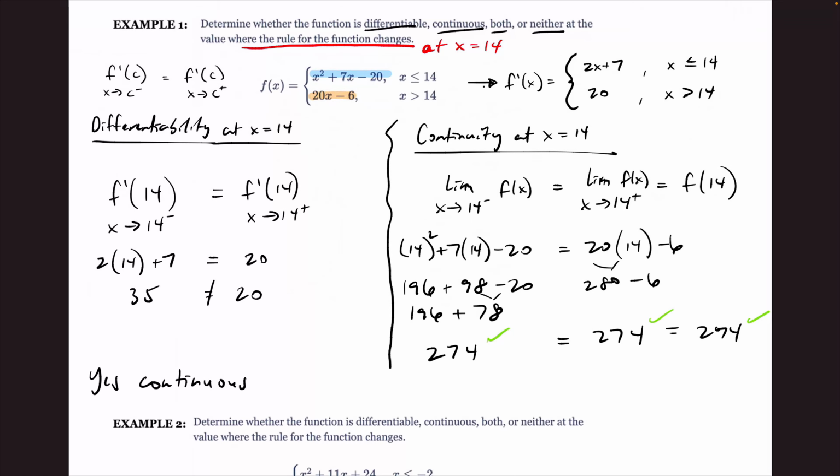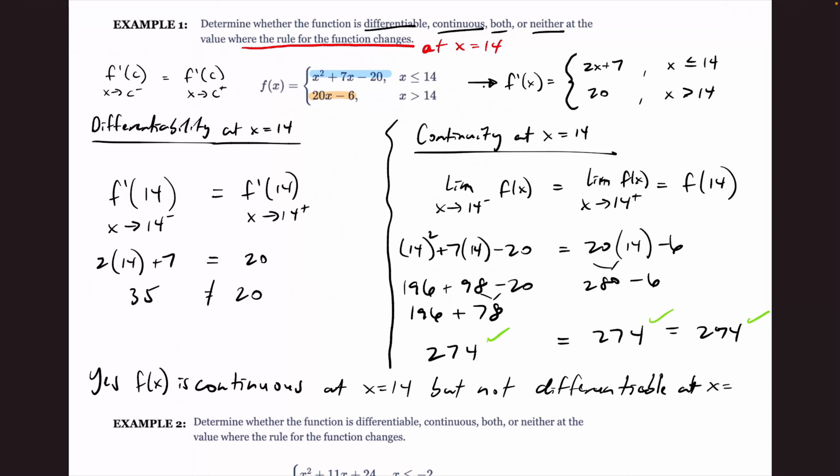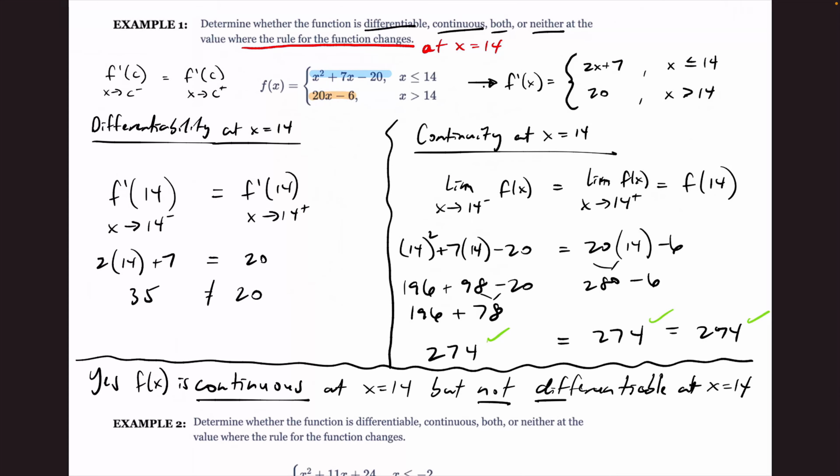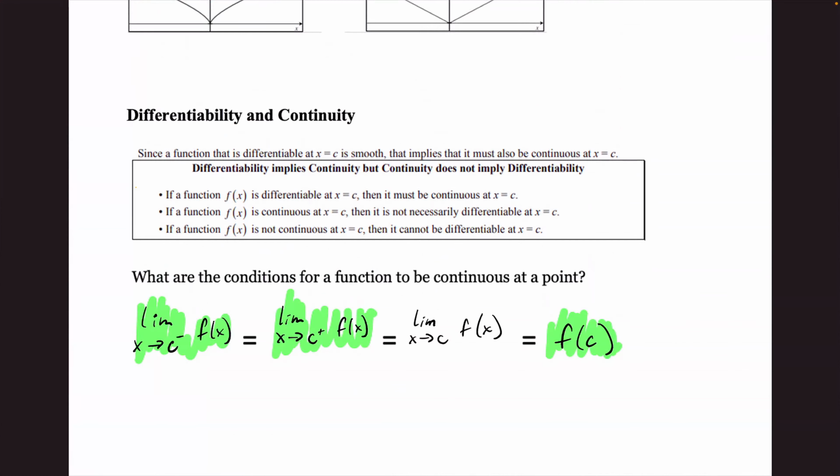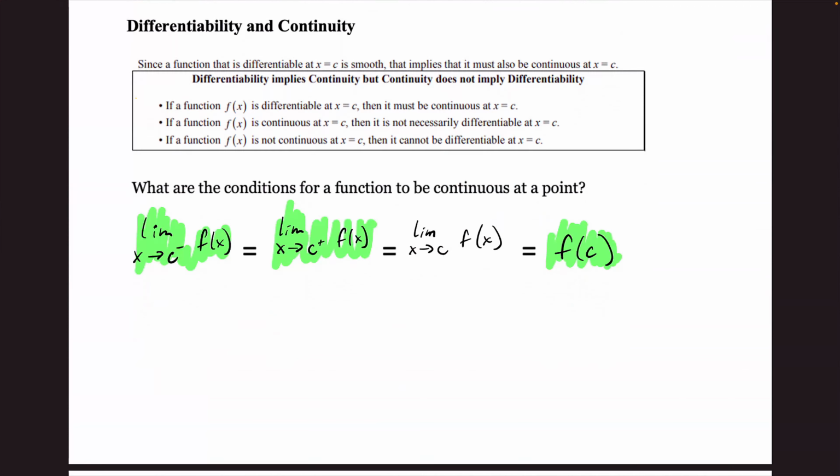Let's see. I should say what is continuous. f of x is continuous at x equals 14, but not differentiable at x equals 14. So continuous, but not differentiable at 14. Is that possible? Does that jive with what we had on the front? Yeah, uh-huh. We can be continuous but not differentiable. Okay.